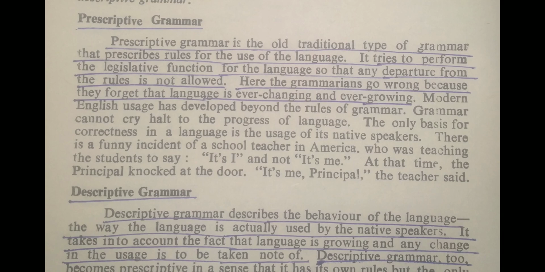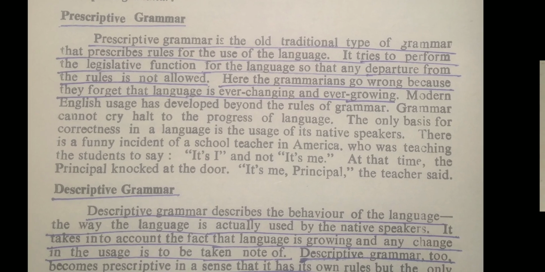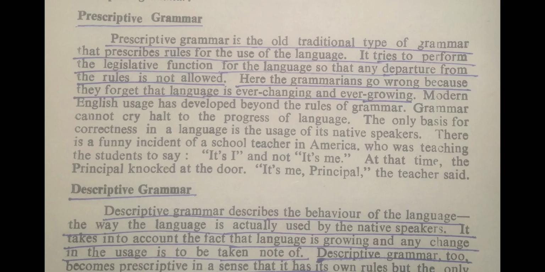Prescriptive grammar gives some rules for the use of the language, and it does not allow any deviation or departure from the rules. That means there is a fixed set of rules, and the users are expected to follow the rules. There should not be any deviation or departure from the rules of prescriptive grammar.